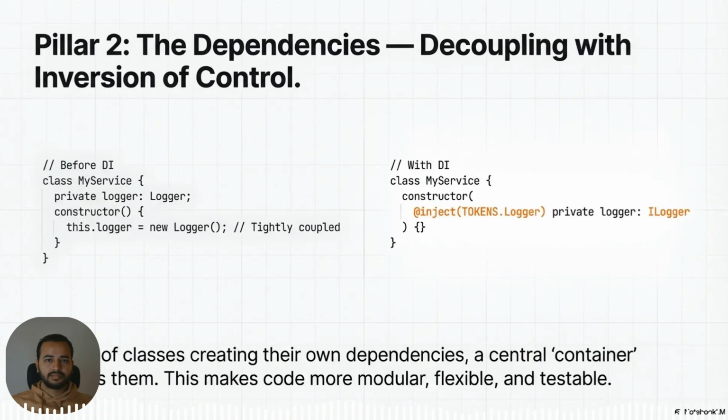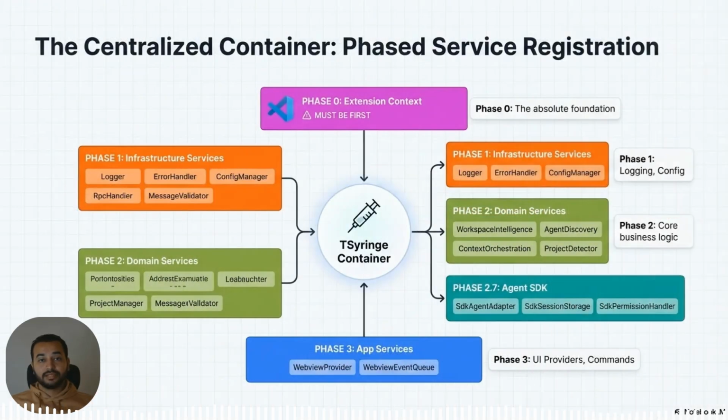So instead of classes creating their own dependencies, a central container handles it for them. This simple shift makes your code more modular, more flexible, and way easier to test. The centralized container uses something we call phased service registration to manage all this complexity. Let me walk you through the phases.